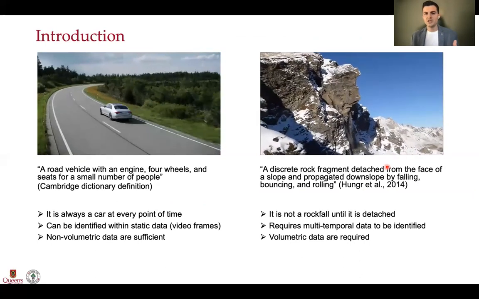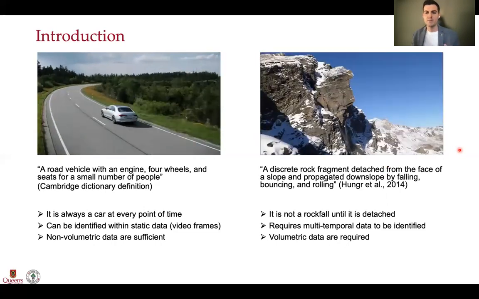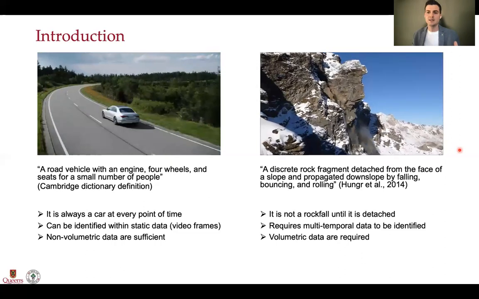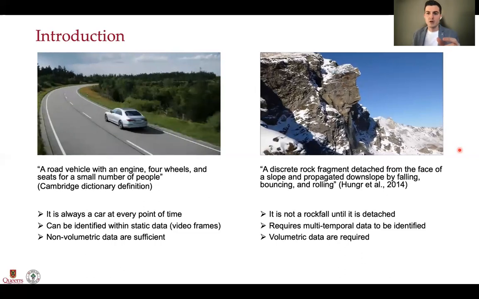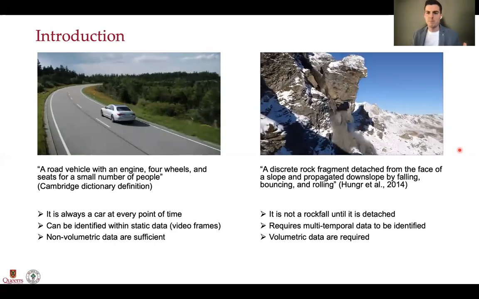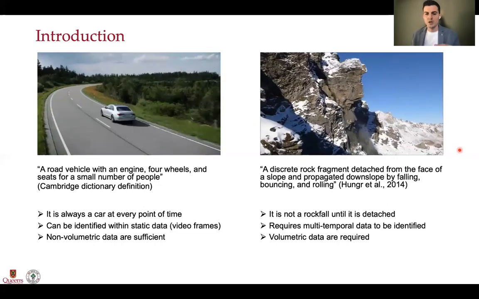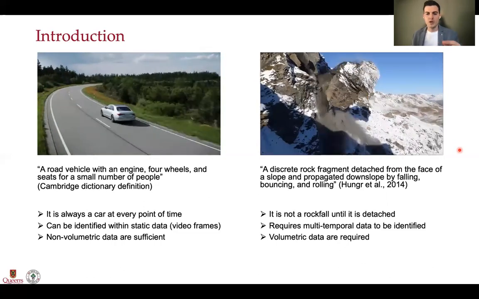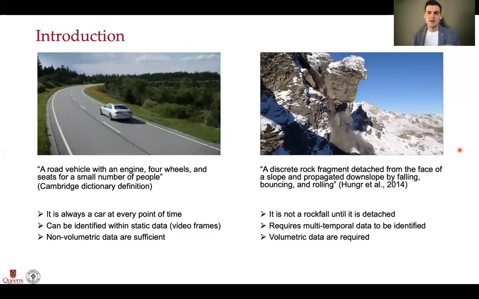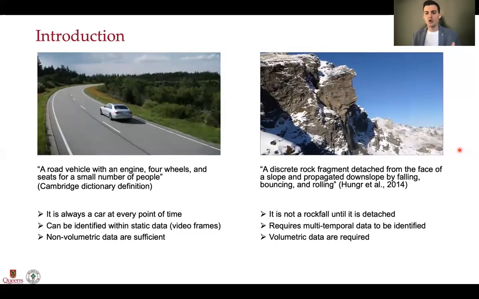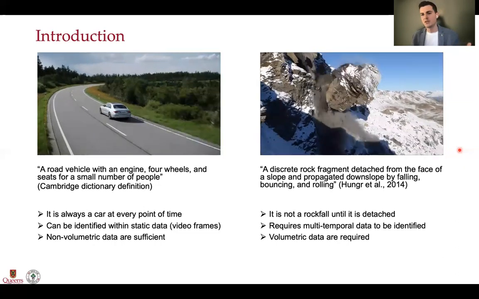However, a rockfall, which is defined as a discrete rock fragment detached from the face of a slope and propagated downslope by falling, bouncing, and rolling, is not a rockfall until it is detached. For example, in the beginning of this short video, this part that failed was just another part of the slope that after some time became a rockfall. In order to do that, we need multi-temporal data to identify that this specific volume finally becomes a rockfall, and also volumetric data are required to do this detection, 2.5D or 3D, preferably 3D.